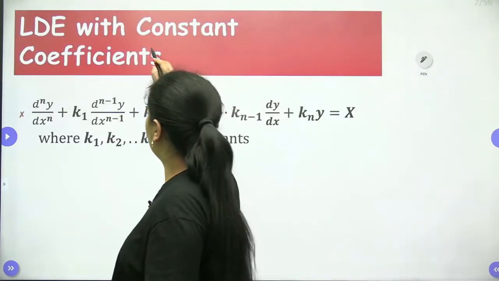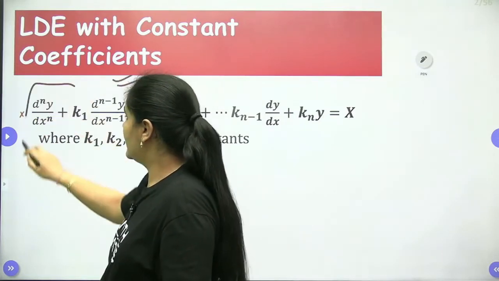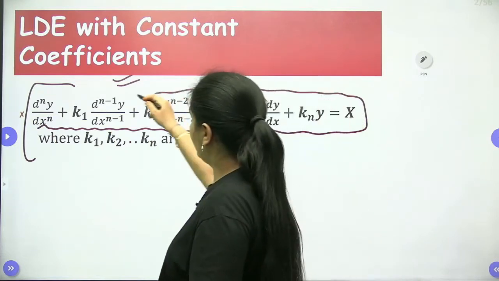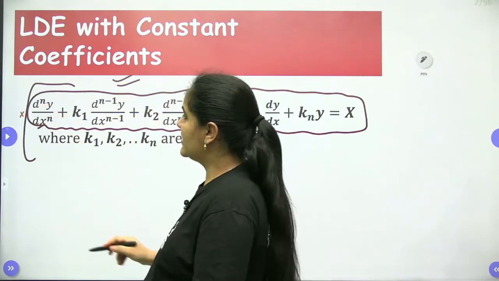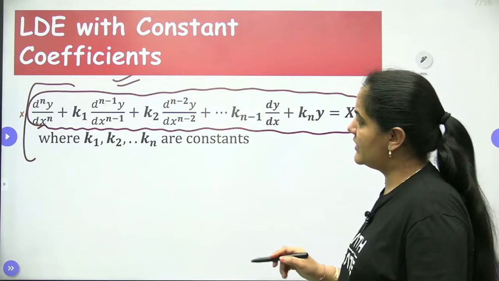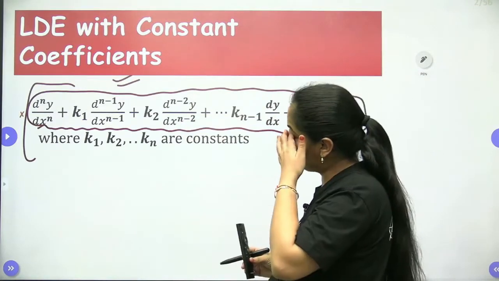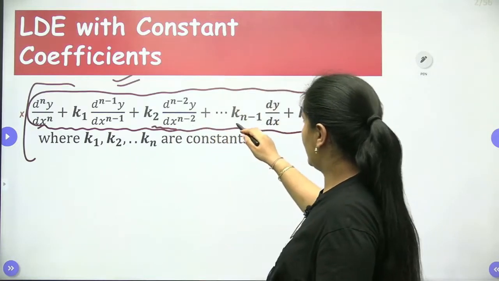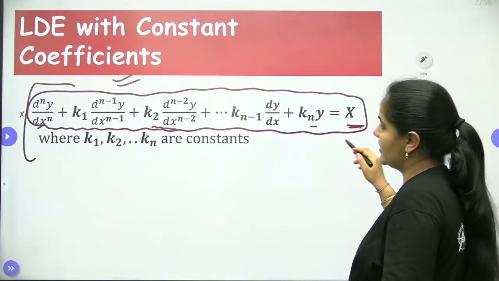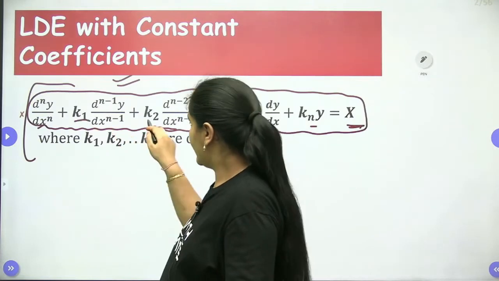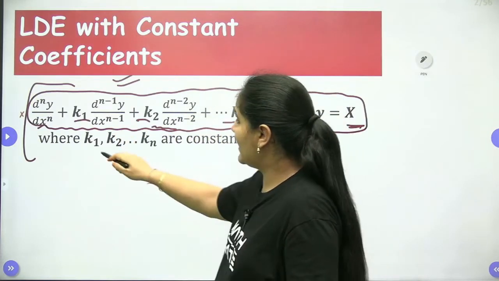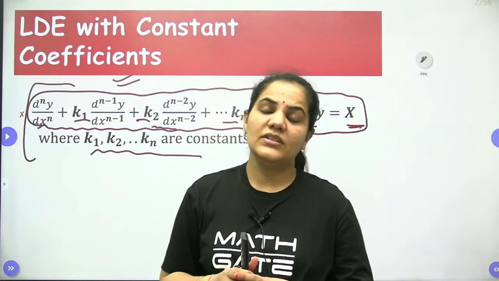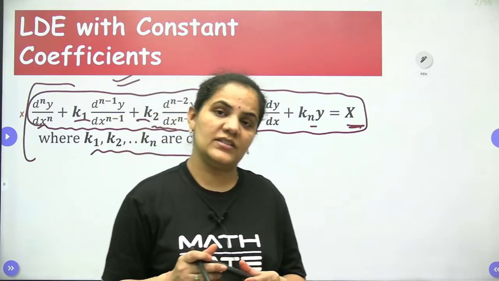So let me show you a linear differential equation with constant coefficient. If you see any differential equation just like this: d^n y by dx^n plus k1 d^(n-1) y by dx^(n-1) plus k2 d^(n-2) y by dx^(n-2) and so on, plus kn y is equal to x. You can see where k1, k2, k3 and so on, kn are what, dear students? Constants.